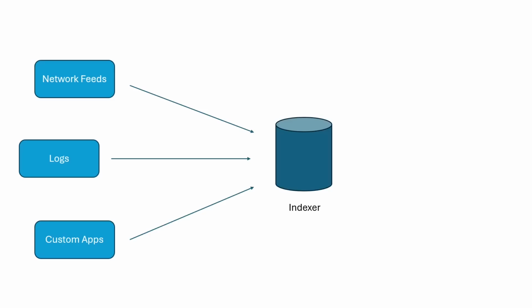First off, what does an indexer do? Think of it as the librarian of your Splunk setup. When data comes into Splunk, it's the indexer's job to handle the data ingestion. This means taking in the raw data from network feeds, logs, or even custom applications.